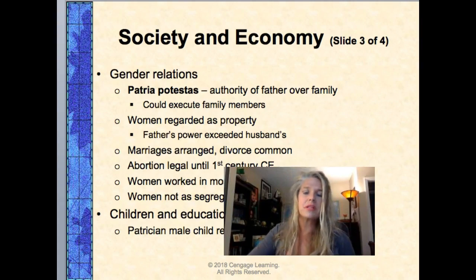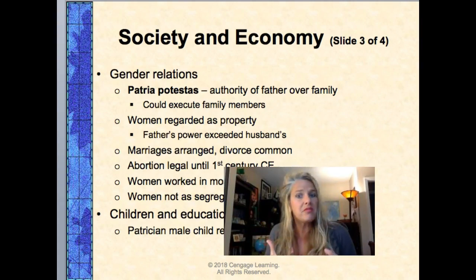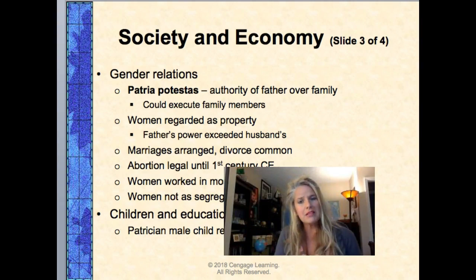Very gross. Gender relations. Patria potestas was really an entrenchment of patriarchy, which is one of our history analysis words. It meant the authority of the father over the family, over daughters, and he could execute family members. Women were starting to be regarded as property. Father power exceeded the husband's. Marriage arrangements, and divorces were common.